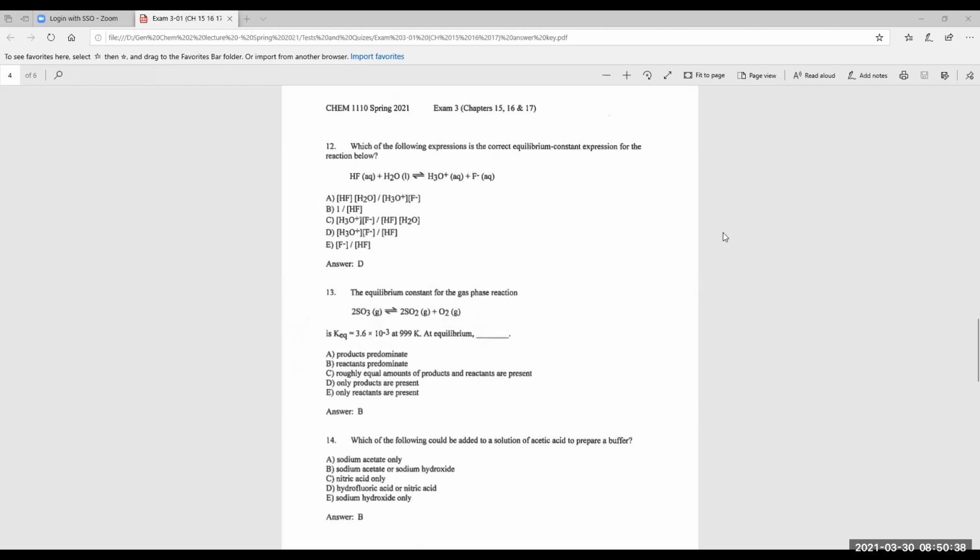Number 13, we're given a reaction and then we're told what the equilibrium constant is. It's 3.6 times 10 to the minus 3. And we're asked what does that mean? And so once again, products over reactants. So if it's less than 1, then we know that there's more reactants than there are products. And so the answer is reactants predominate.